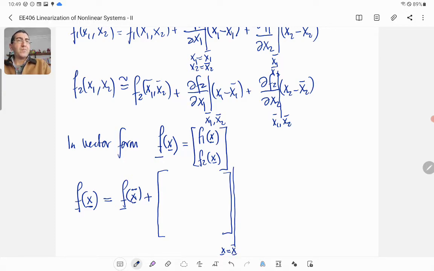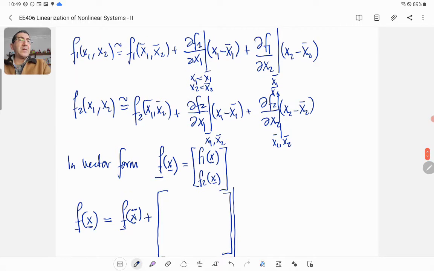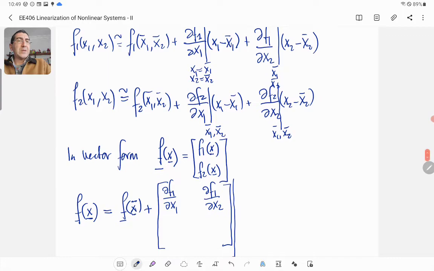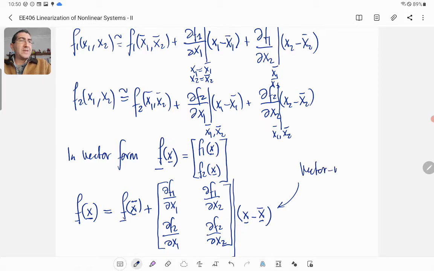Okay? Now I need to put here these coefficients, right? So df1 over dx1, df1 over dx2, df2 over dx1 and df2 over dx2, times x minus x bar. Okay, so that's our vector matrix notation.